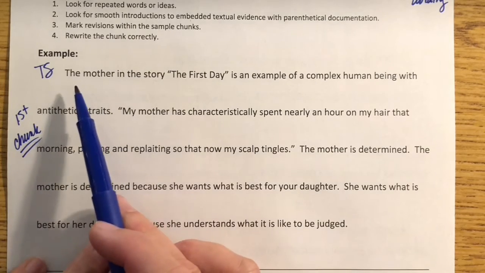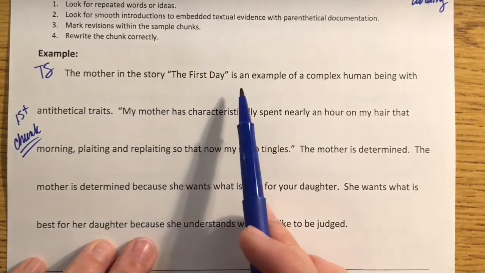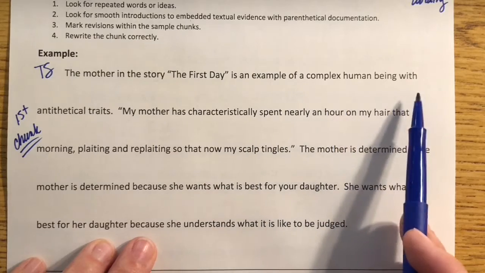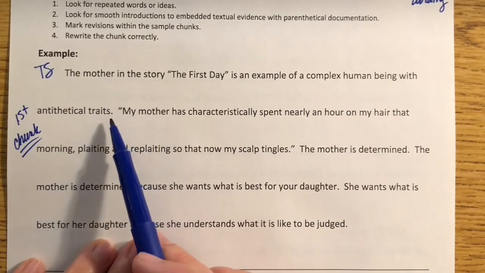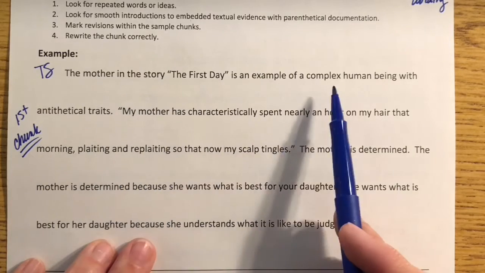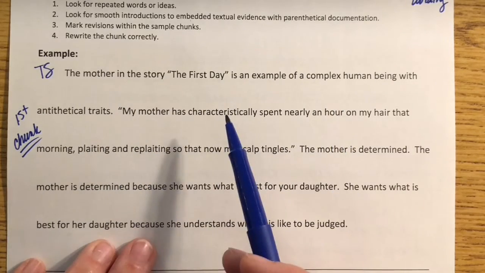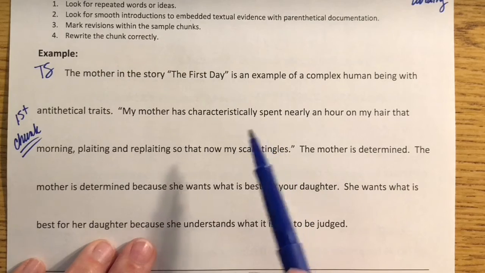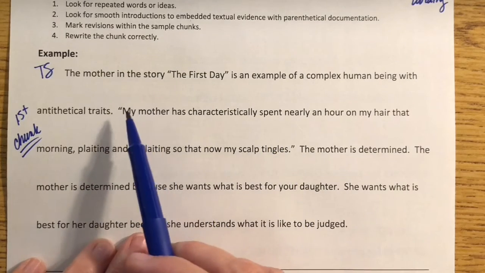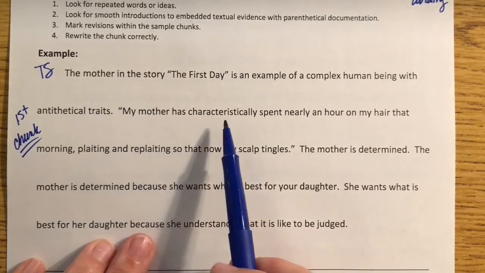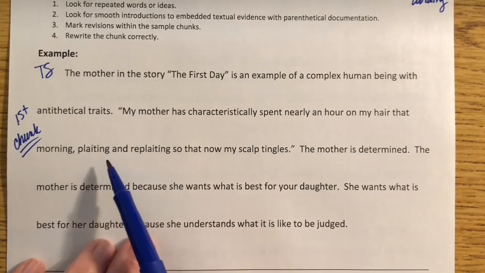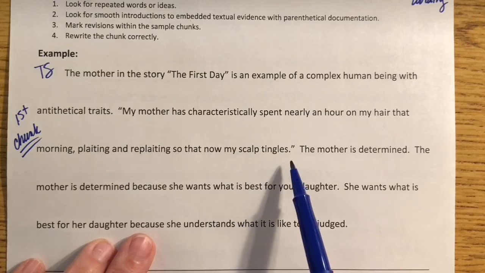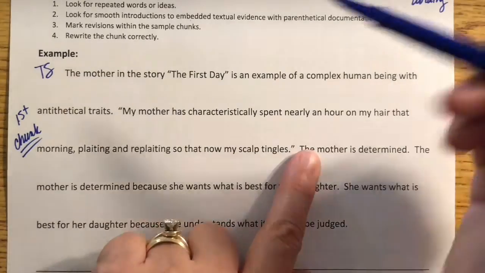So the topic sentence: The mother in the story The First Day is an example of a complex human being with antithetical traits, which is your first sentence in your paragraph as well. The opinion is that the mom is complex, and we're about to prove that in both of our chunks. In this chunk, let's see how well we do. My mother has characteristically spent nearly an hour on my hair that morning, plaiting and replaiting so that now my scalp tingles. We're going to just do this sentence at a time, okay?